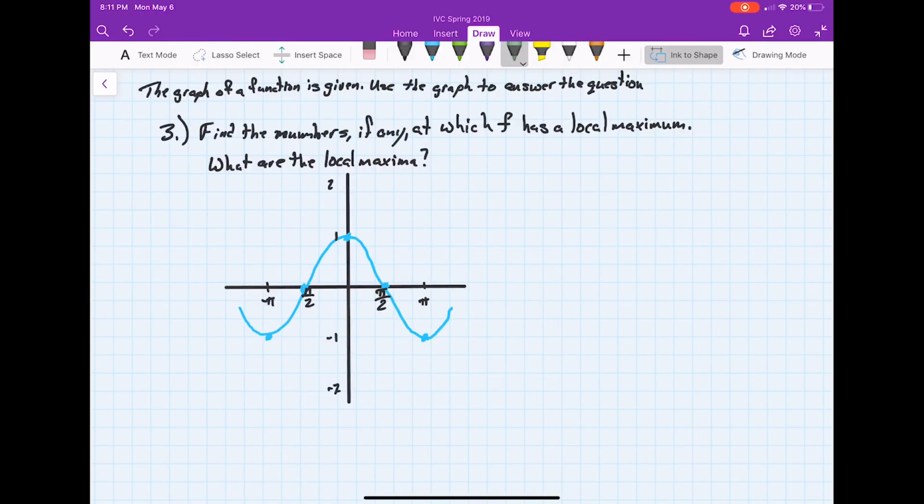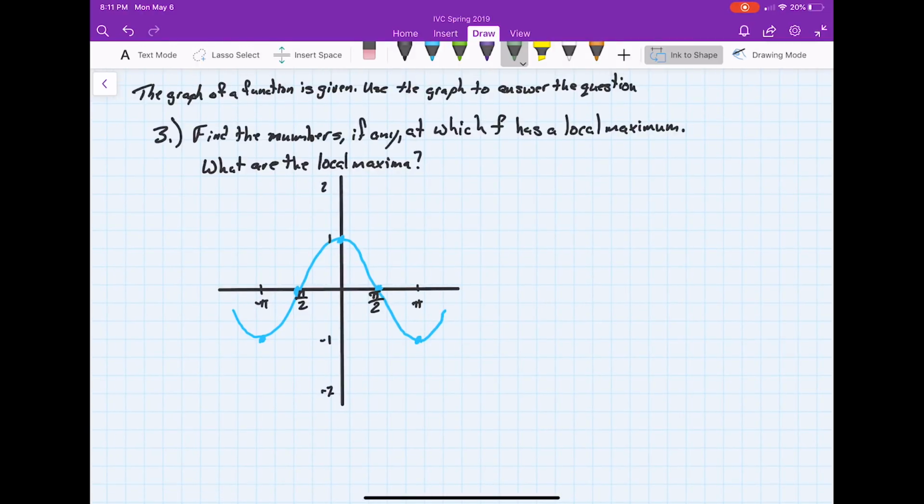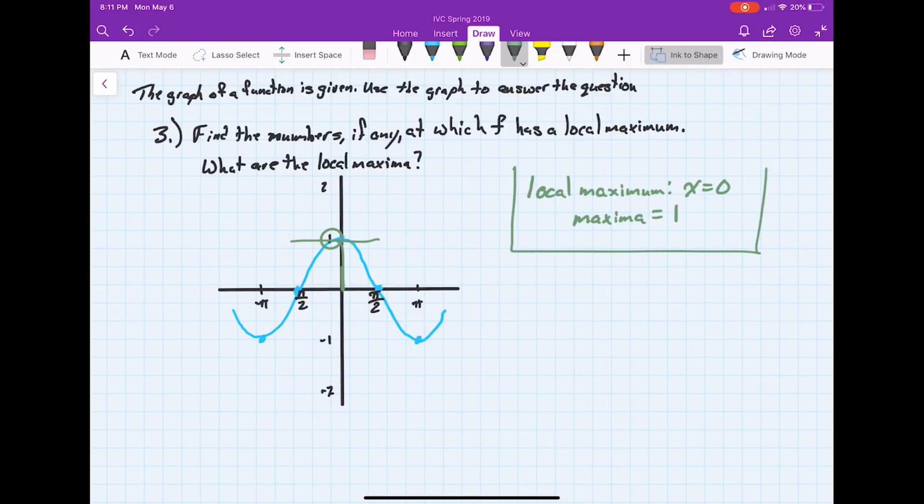So for these next couple, the graph of the function is given. Use the graph to answer the question. Find the number, if any, at which f has a local maximum. What is the local maxima? So our local maximum on this is at x equals 0. We can see that our highest point is at the 0, and our maxima is the y coordinate, so it is 1. So that's number 3. Done.